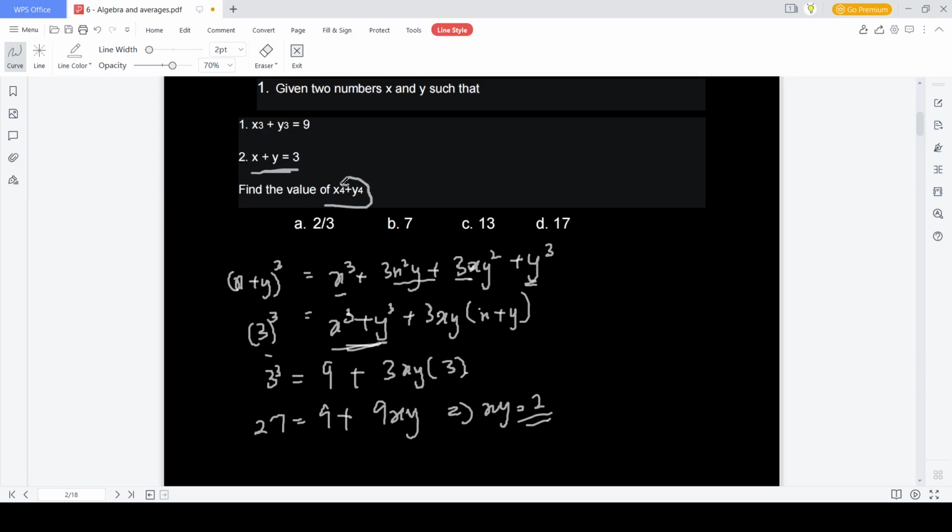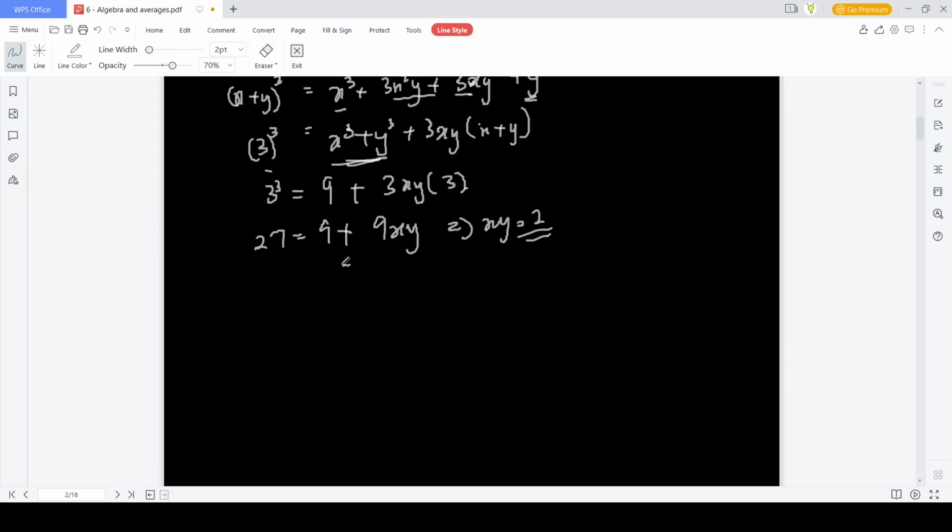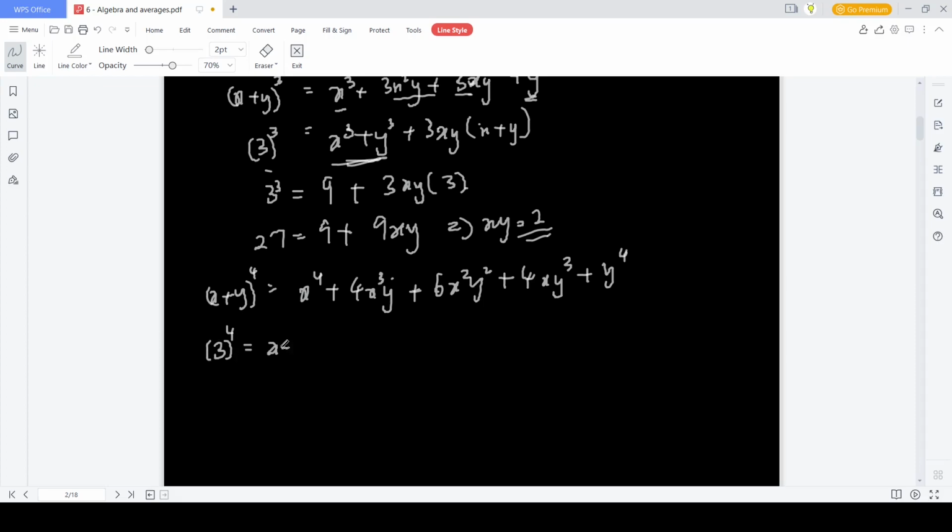Now I need to find x power 4 plus y power 4. I'll just expand (x plus y) whole power 4 first. (x plus y) whole power 4 is equal to x power 4 plus 4x cube y plus 6x square y square plus 4xy cube plus y power 4. Again, x plus y is 3, so I can write this as 3 to the power 4 is equal to x power 4 plus y power 4.